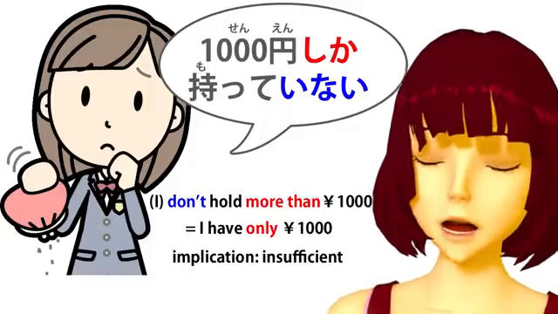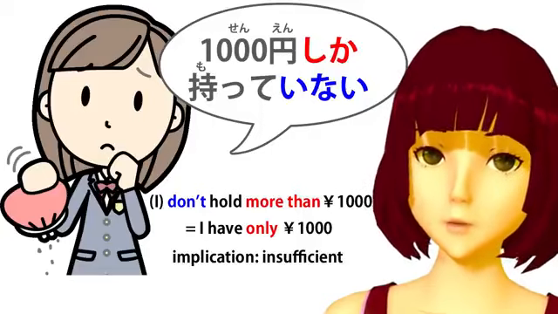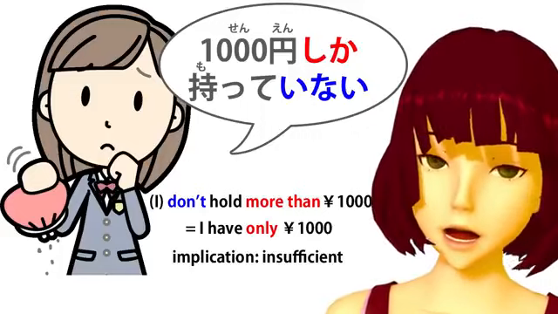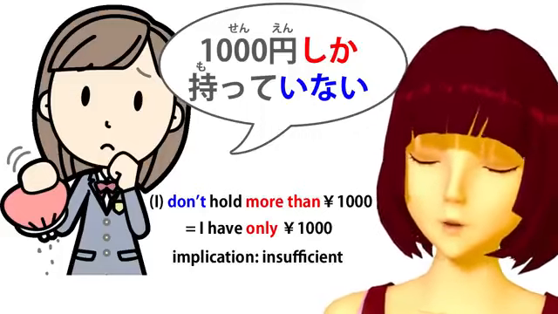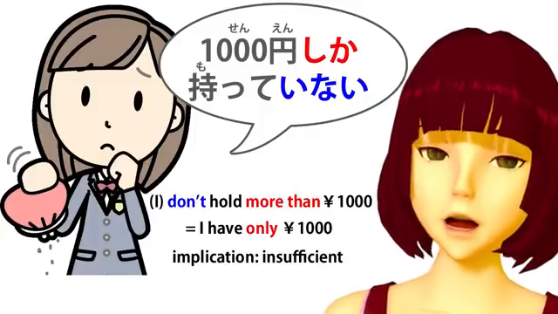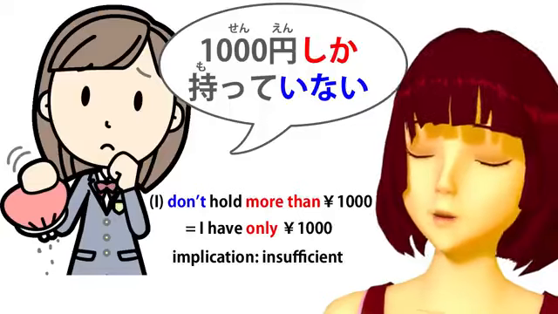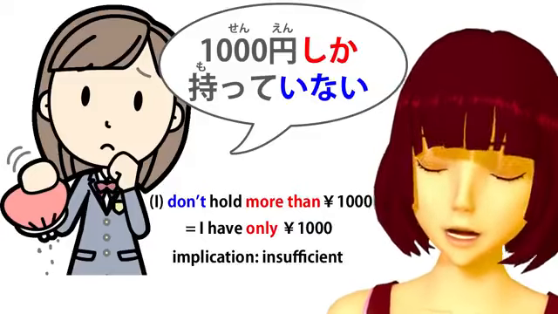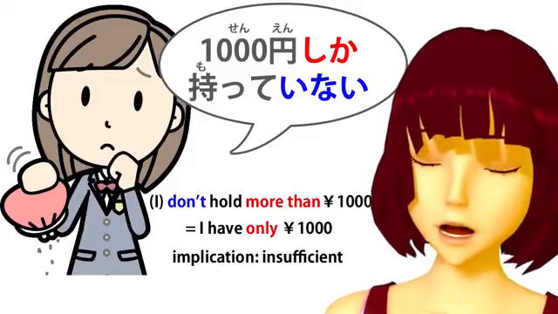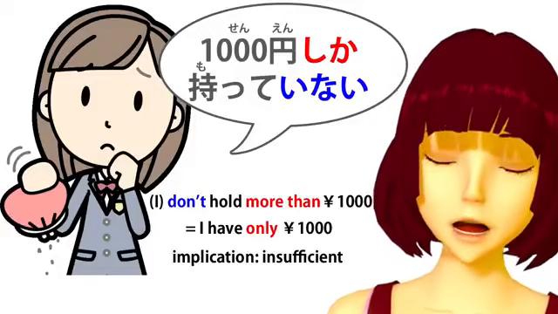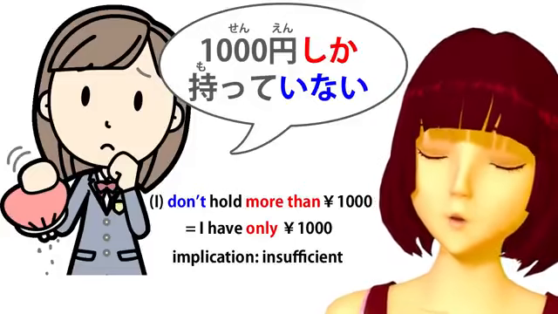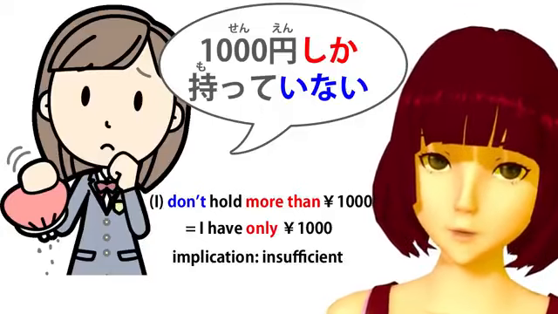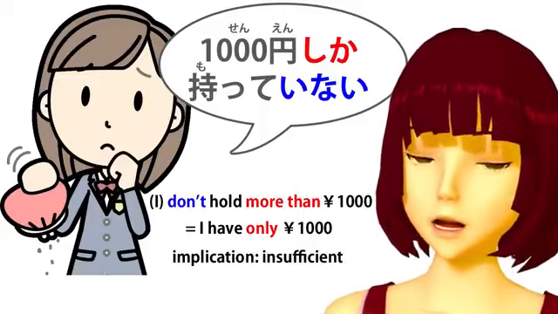But if we didn't realize that it actually means more than, we get very confused about how it fits into a sentence structurally. So if we say, sen en dake motteiru, we're saying 1,000 yen is the limit of what I have. If we say, sen en shika motteinai, we're saying I don't have any more than 1,000 yen. And as you can see, this is a negative sentence and the stress is on the negative. It's very similar to what we might say in English. We might say, I only have 1,000 yen, or we might say, I don't have any more than 1,000 yen. And you can see the difference between those two, and the difference is exactly the same in Japanese.